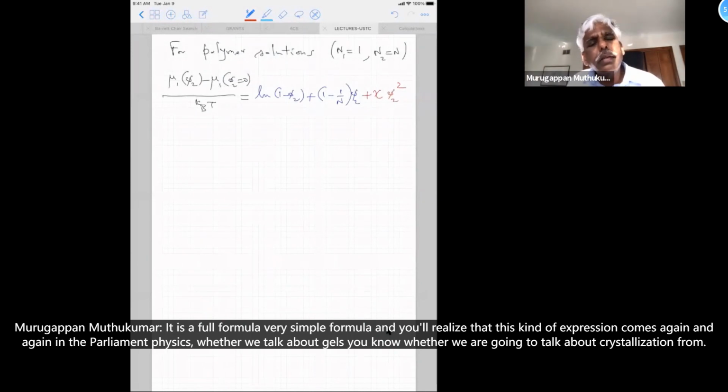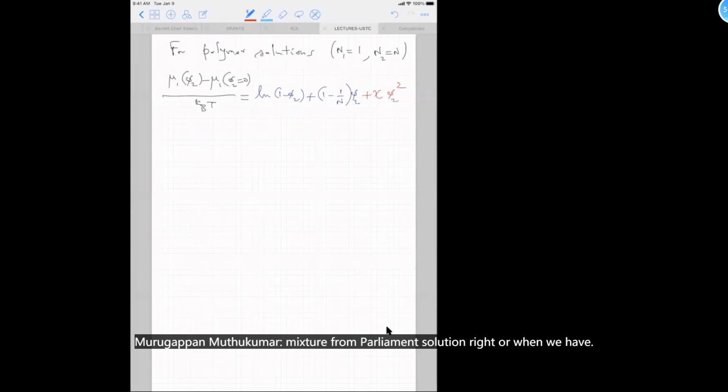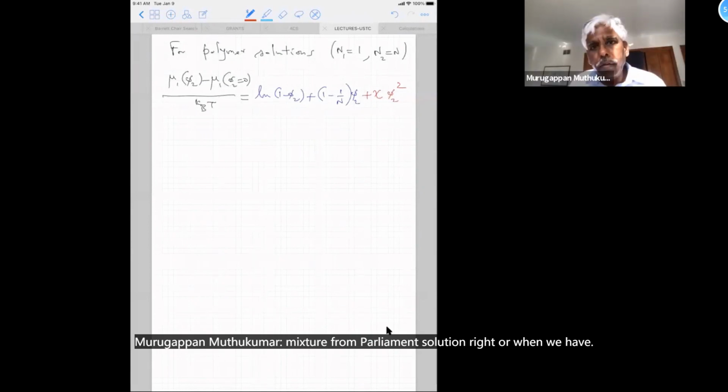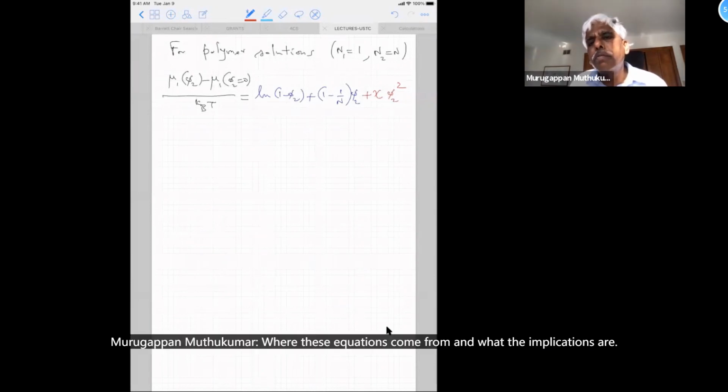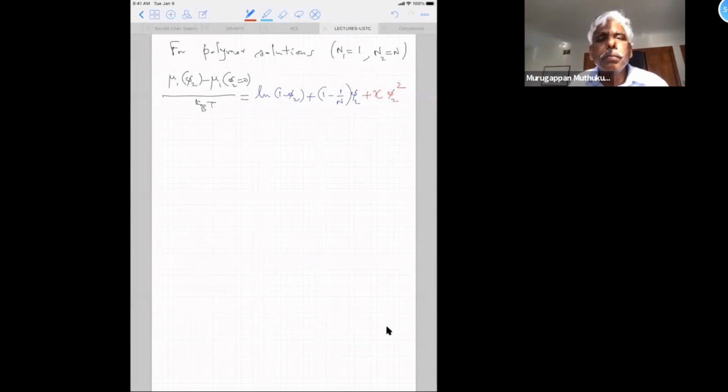And you'll realize that this kind of expression comes again and again in polymer physics, whether we talk about gels, whether we talk about crystallization from a mixture, from a polymer solution, or when we have glasses with some additives. We'll see this expression again and again. So it is important that we master where these equations come from and what the implications are.